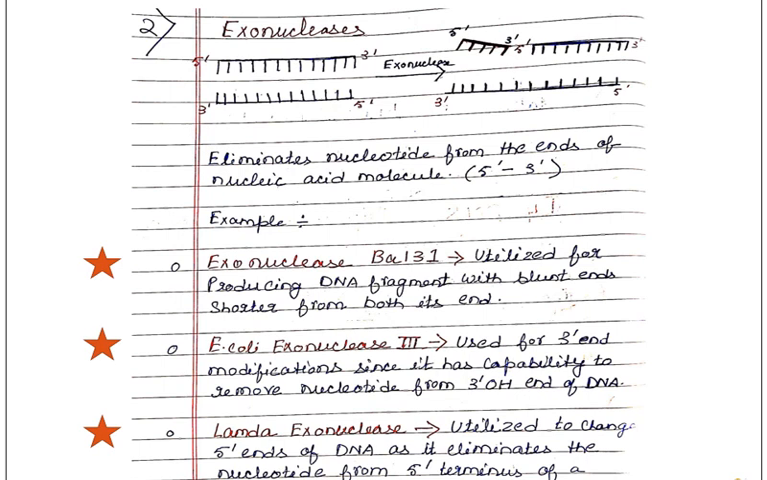And the last one is lambda exonuclease. It helps in changing the 5' end of the DNA, as it eliminates nucleotides from the 5' end of a linear or single-stranded DNA molecule.